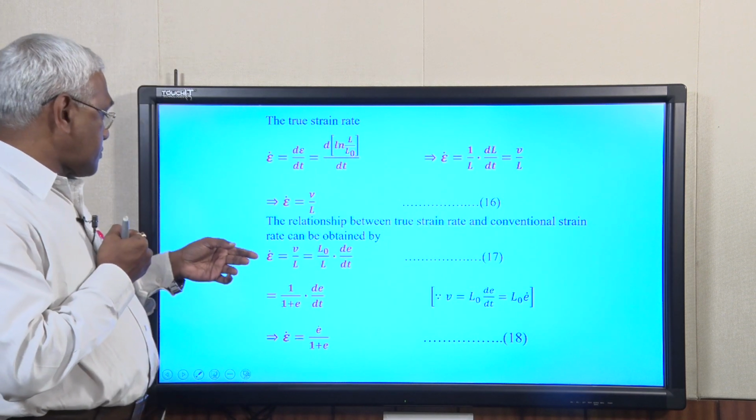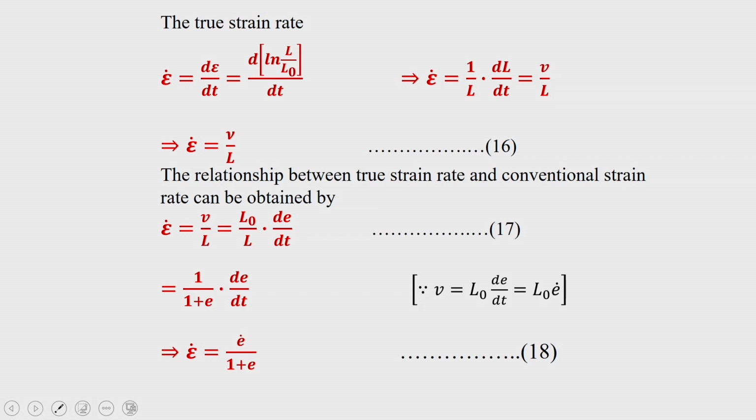The relationship between true strain rate and conventional strain rate can also be obtained by this relationship: epsilon dot is equal to V by L, that is equal to L by L naught into dE by dt, because V is equal to L naught into dE by dt. That is equal to 1 by 1 plus E into dE by dt. So, you can get it from this relationship, that epsilon dot is equal to E dot by 1 plus E.